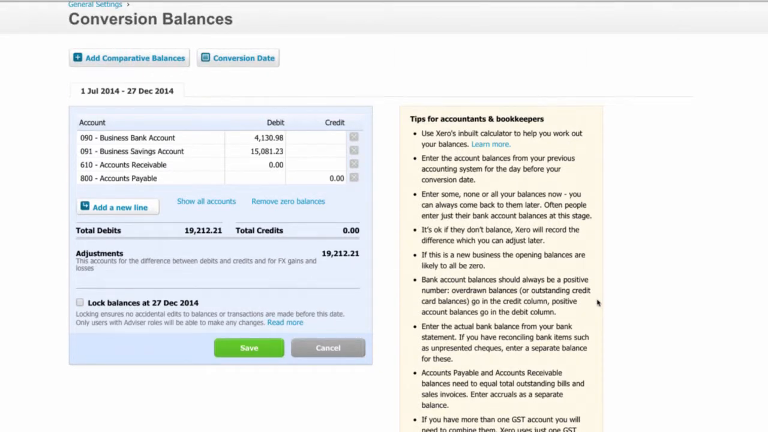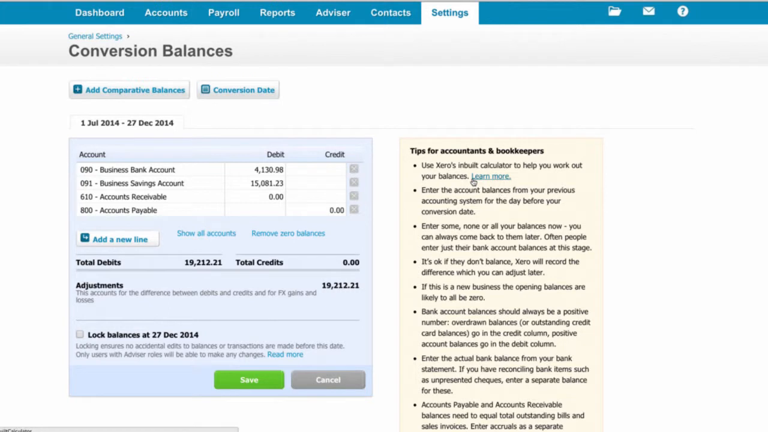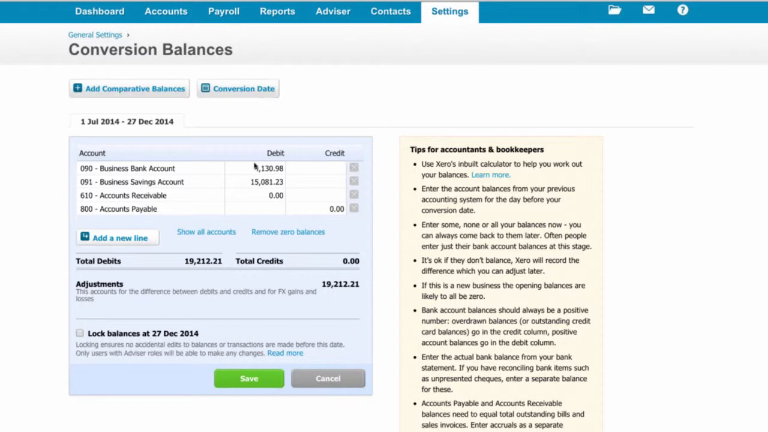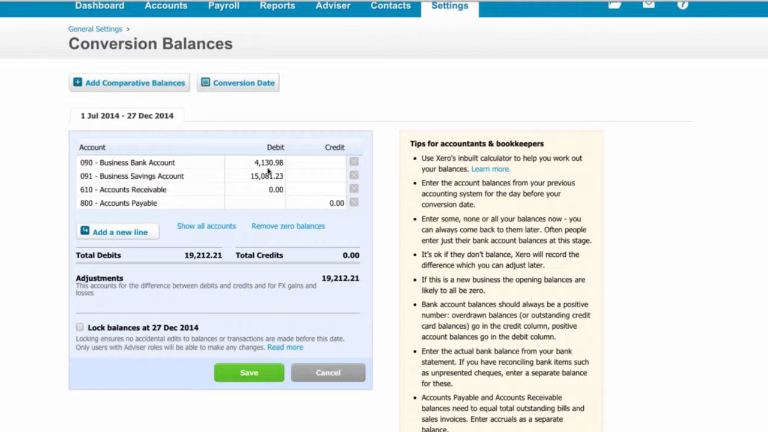But if you've done Partner Cert with Xero, you would know that when you open up the conversion balances screen, the one thing that we drill into you all the time is that the bank balance amounts in here, whatever your conversion date is, the bank account balances in here, be it debit or credit, and we're not just talking about bank accounts, we're talking about credit card and PayPal as well, but I'm just using bank account as a general term. The bank account balances that we put in here must be the paper statement balance, not the balance that was in your trial balance on your general ledger in your previous accounting system.